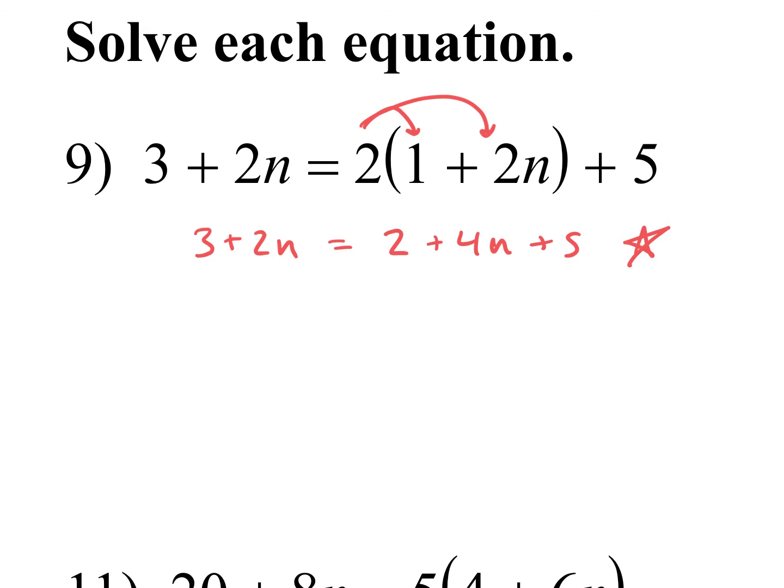Do I have any like terms on the same side that I can combine? 2 and 5. So remember, when it's on the same side, you add them together. If it was moving it to the opposite side, you would have to change the sign. So what's 2 plus 5? 7. So I have 3 plus 2n is equal to 7 plus 4n. What should I do next?